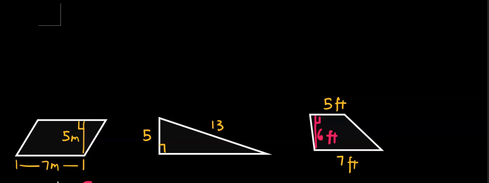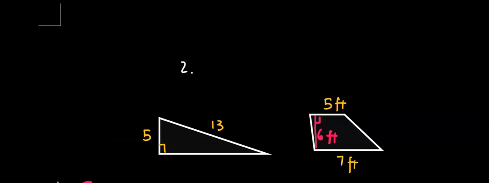The first question is parallelogram area. Parallelogram area is base times height. It is given to us base is 7 meters, height is 5 meters. Therefore, we say 7 times 5. That is 35 square meters. All done with the first one. Let us look at the second one.